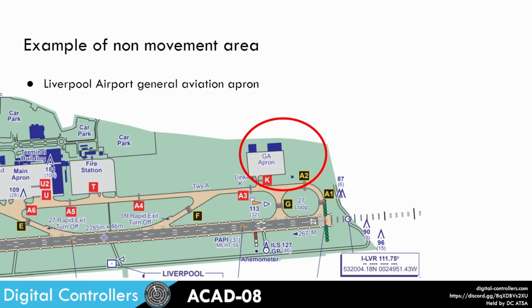So let's have a look at an example of a non-movement area. In this case we have the general aviation apron at Liverpool John Lennon Airport. In this case it is marked by using a grey colour. An aircraft will quite often only contact ground once they are holding short at Kilo here, and then request further taxi instructions.